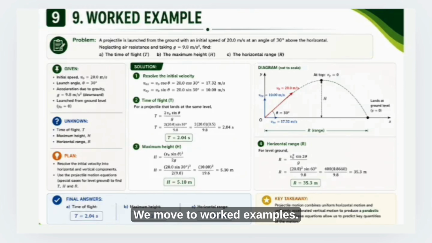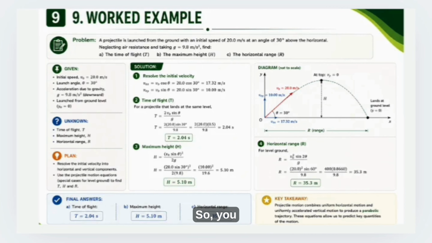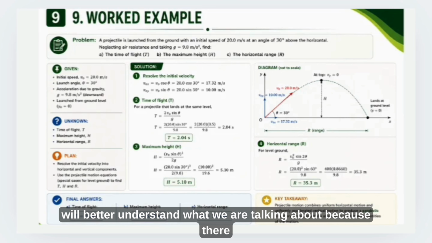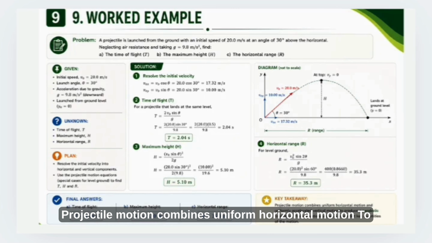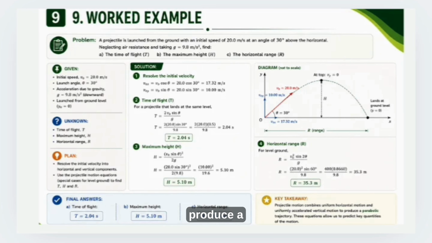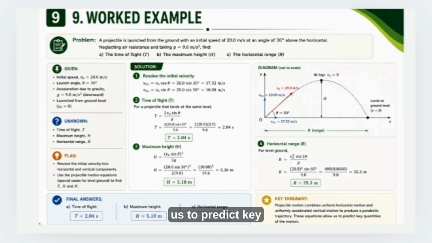We move to worked examples. Here are some worked examples with all the solving and the answers, so we will better understand what we're talking about, because there is no understanding without examples. And here's a key takeaway: projectile motion combines uniform horizontal motion and uniformly accelerated vertical motion to produce a parabolic trajectory. The equations above allow us to predict key quantities of the motion.